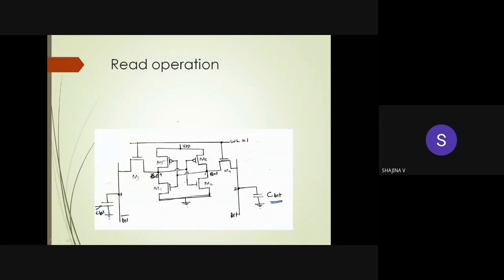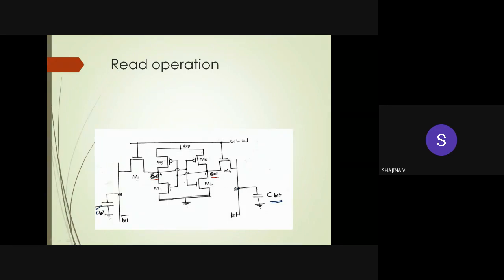Okay, so now we can see the read operation. So for read operation, now we are reading the content from the memory cell, right? So in order to do that, we are assuming the content of the memory cell as Q is equal to 1 and Q bar equal to 0. We are just assuming because we are doing read operation. So we have to read the contents.